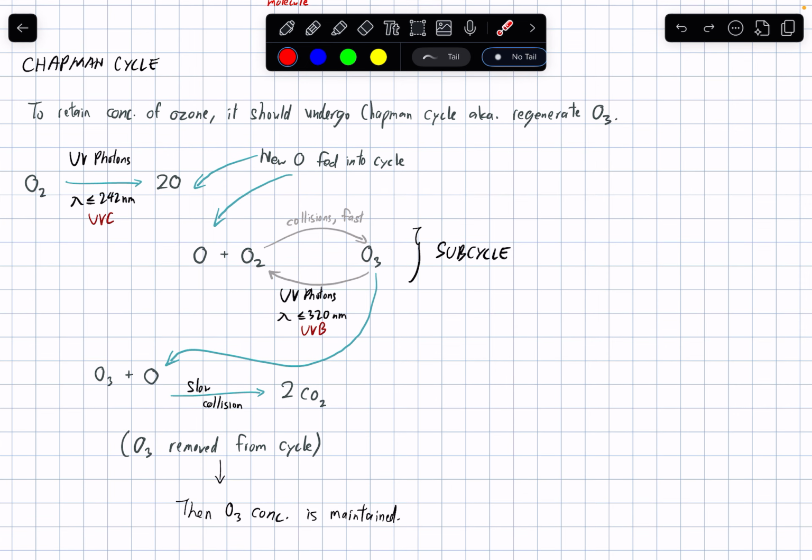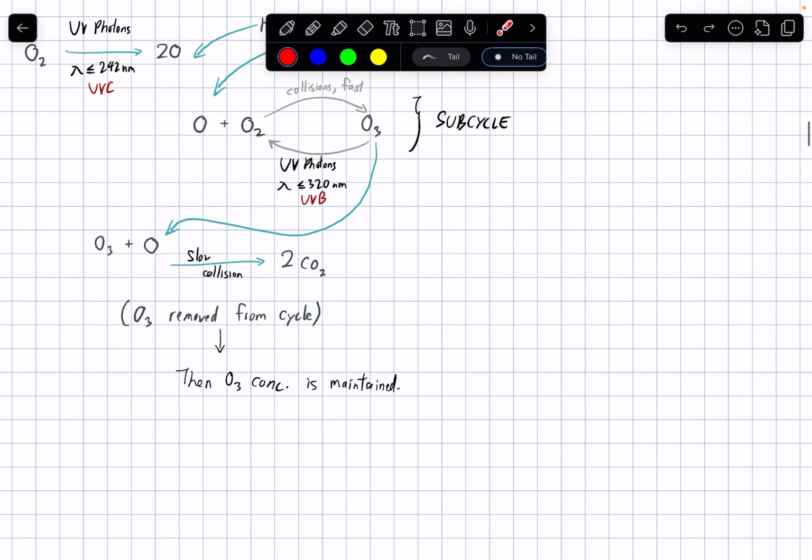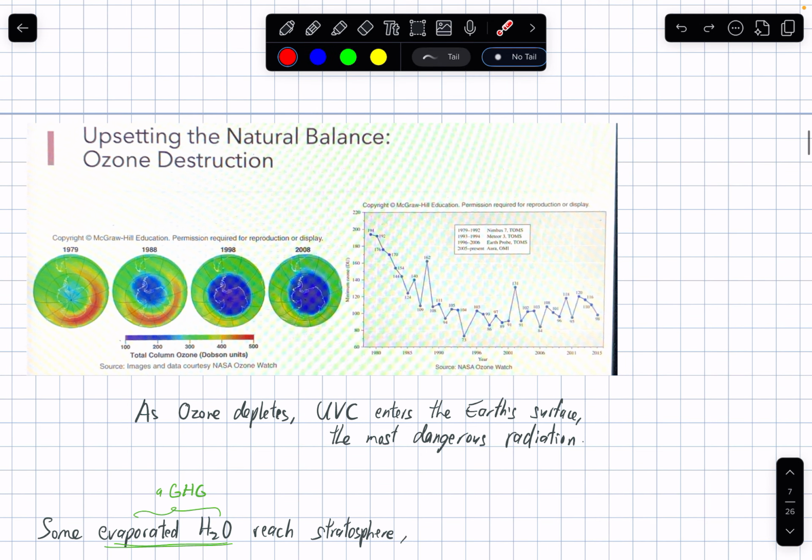But there are instances where the Chapman cycle is unable to maintain the concentration of ozone in the atmosphere, more popularly because of man-made activities. So by the creation of an ozone hole.